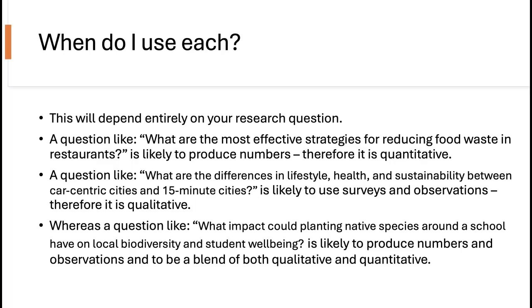But if you're looking at what impact planting native species around a school could have on local biodiversity and student well-being, you're probably likely to do a bit of both. You're going to need to observe people, but you want to think about how much the physical space has changed.